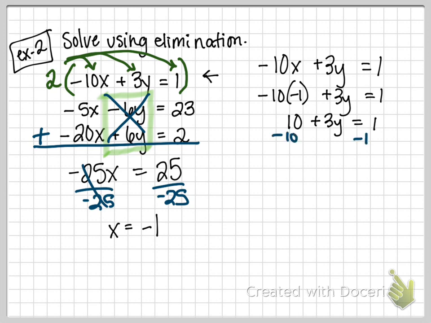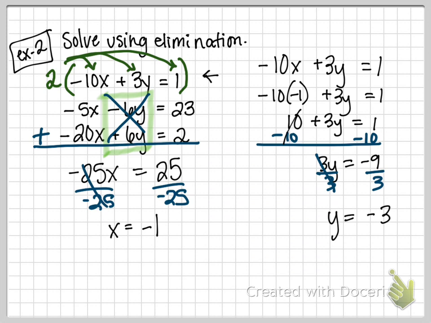And then we're going to solve for y. So subtract 10 on both sides. 3y equals -9. Divide by 3. And y equals -3. My ordered pair will be -1, -3.